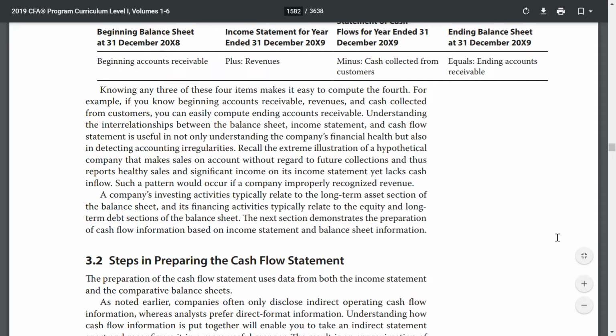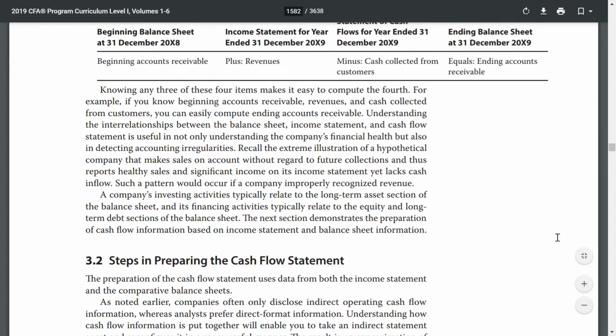Recall the extreme illustration of hypothetical companies that make sales on account without regard to future collection, and thus report healthy sales and significant income on the income statement, yet lack cash inflows. Such a pattern would occur if a company improperly recognized revenue. Financing activities typically relate to the equity and long-term debt sections of the balance sheet. Thus, the next section demonstrates the preparation of cash flow information based on income statement and balance sheet information.